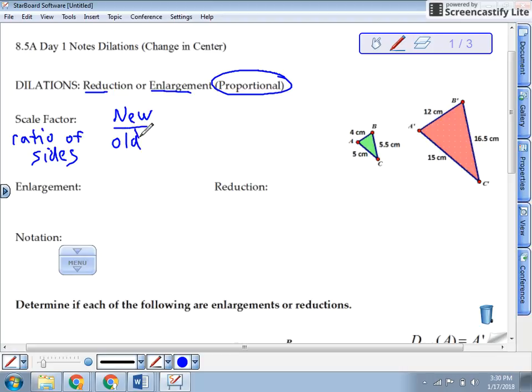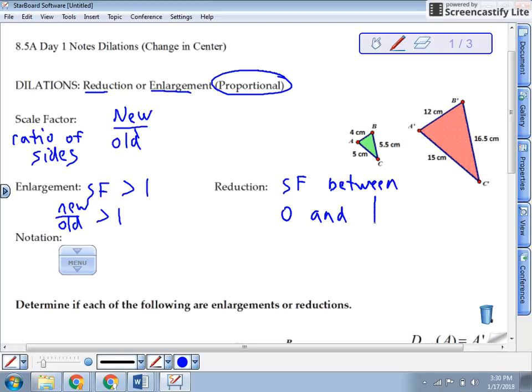Okay, so how are we going to know if it's an enlargement? Well, if that scale factor, I'll just put S, is greater than 1. So when I divide new by old, if that's greater than 1, it's an enlargement. Now if the scale factor is less than 1, or basically between 0 and 1, we know it's a reduction. So less than 1 is a reduction. Greater than 1 is an enlargement.